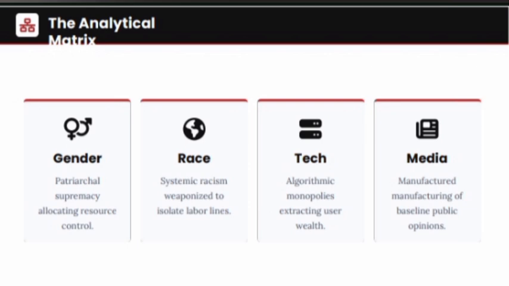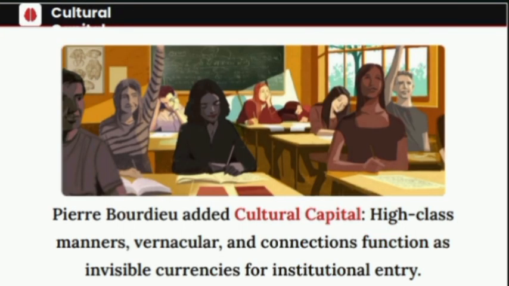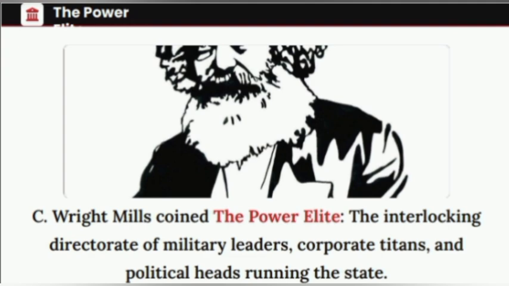Let's use education as an example. Schools are supposed to help everyone succeed equally. But conflict theory asks a different question. Conflict theorists argue that this keeps inequality going from one generation to the next. The system may look fair on the surface, but advantages are not evenly distributed.